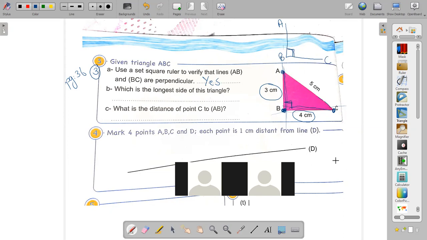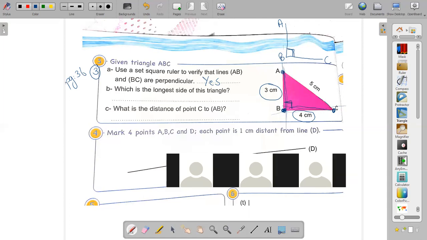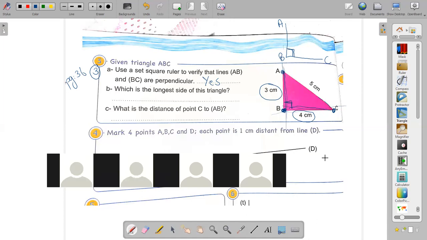Now, Sara Abdelhamid. Sara, what is the longest side? Which one is the longest, 3 or 5 or 4? Longest side of this triangle, Sara? 5. Bravo. How do we name this side which is 5 centimeters? Sara, how do we name it? By using two letters. C to A. From A till C. So AC. So AC equals 5 centimeters.